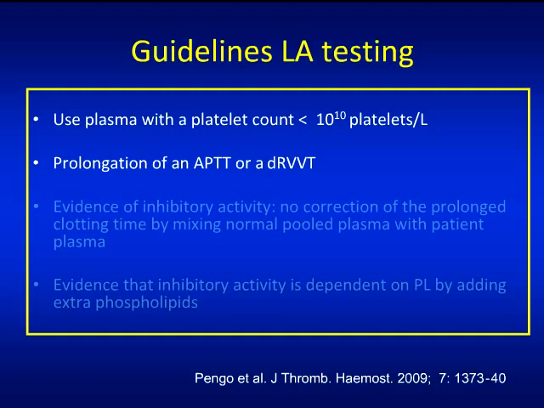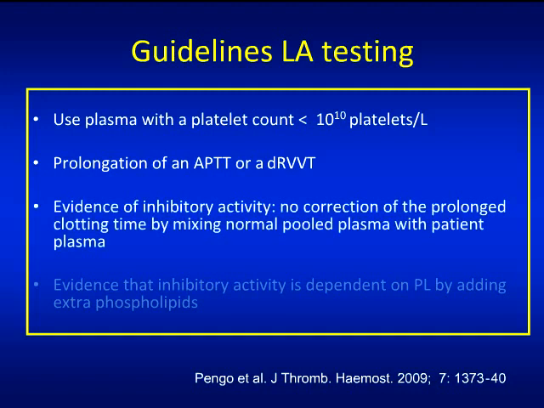And if these are prolonged, you have to show that this prolongation is not due to clotting factor deficiency by mixing the plasma with normal pool plasma. So the combination of normal pool plasma and patient plasma should still be prolonged. And if this is still prolonged, you should show that the inhibitor is dependent on phospholipid. You should show that by adding extra phospholipid, you shorten the coagulation time. So that is very important. And these guidelines have been recently published by the ISTH SSC 2 years ago.